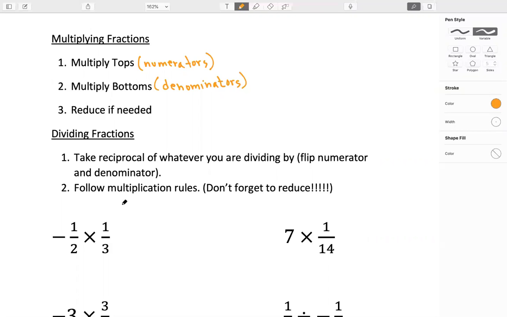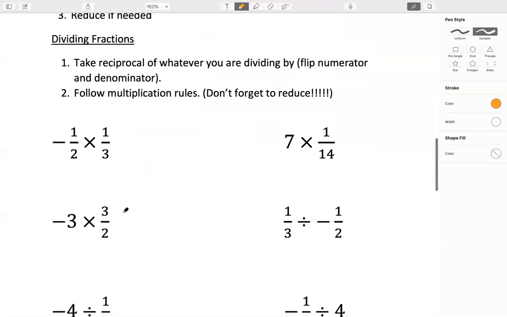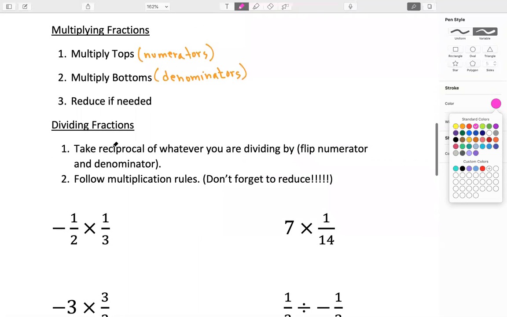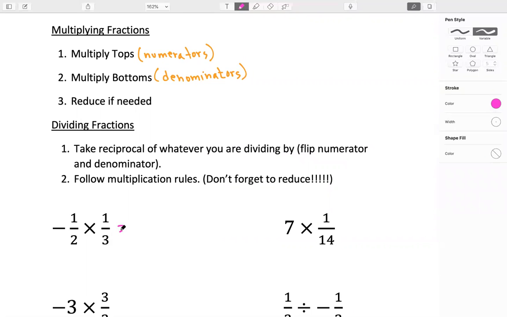Let's try a few of the multiplication problems here first. And I'll switch colors here. So we do have to follow our same rules as far as multiplying a negative and a positive from the last video, but we'll follow the rules up here that we just learned. So multiplying 1 and 1 gives us 1. Then multiplying 2 times 3 gives us 6. Negative times a positive means we're going to have a negative. Don't forget that. That's really important.